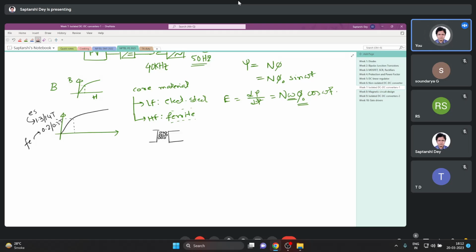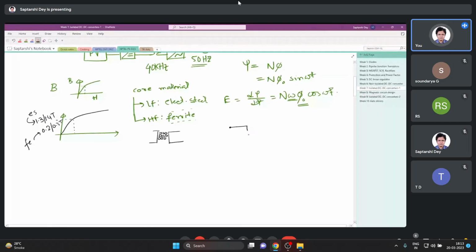But when you are writing equations and all, it doesn't matter. We need not even think about it. Whatever we studied for transformers in our electric machines, the same thing happens, everything holds good.